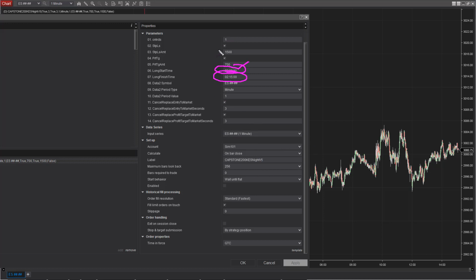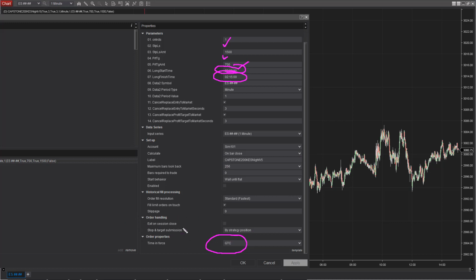So the check mark just simply means that the stop loss is on. If you want to take the stop loss off for some reason, I don't recommend that. It's possible you could take the profit target off. Another important setting is the time in force. By default, we're using good till cancel because this is a swing trade strategy.